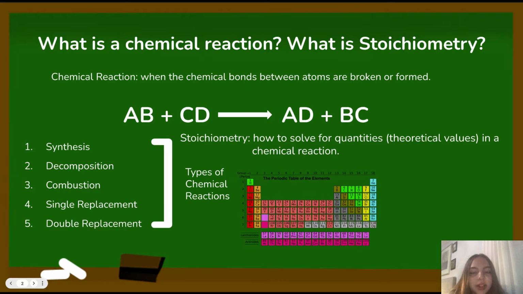These chemical reactions often involve the process of stoichiometry, which is used to solve for quantities or theoretical values. You can use processes such as the mole ratio, which is the ratio between moles in two compounds in the chemical reaction, to solve for missing quantities within stoichiometry.